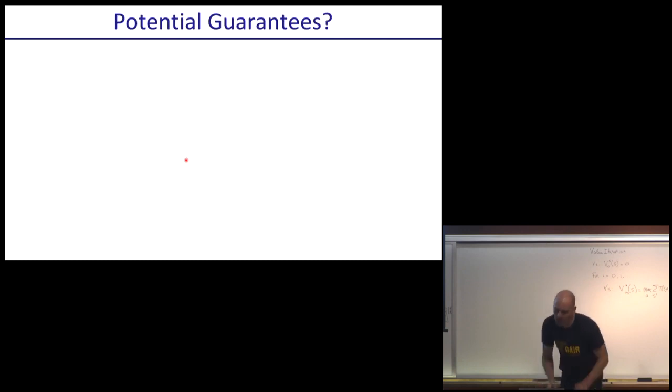Now, one question you might have, do we have any potential guarantees here? Can we guarantee that we still get something close to the real value function?